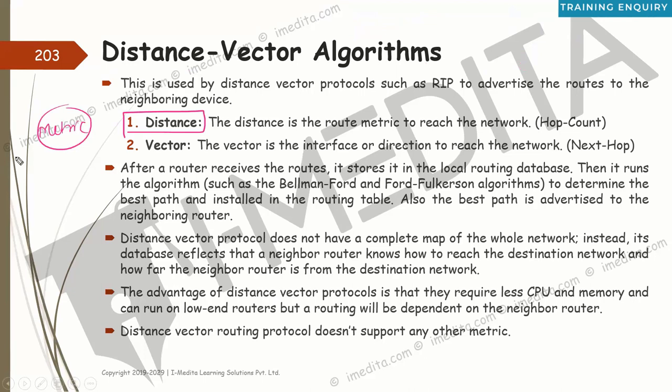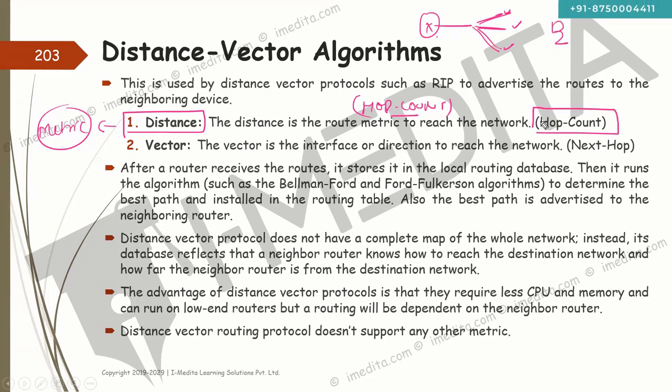So distance vector routing protocols use distance as the best path selection criterion, which we also refer to as the metric. They measure the distance in terms of hop count. Like how far the destination is from this router, because this router has to decide, if I have multiple paths, which path is going to be the best path. So this router is going to find the best path to reach a certain destination based on hop count. Distance is measured in terms of hop count.